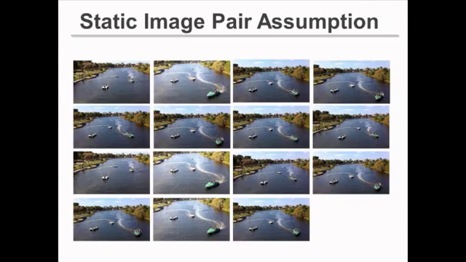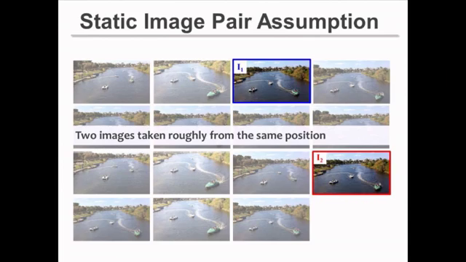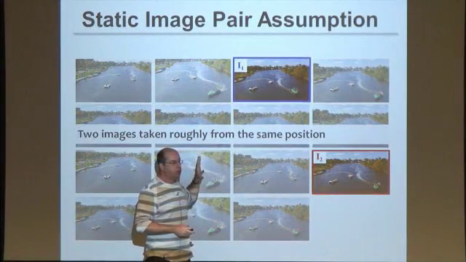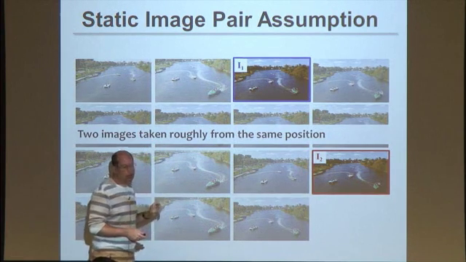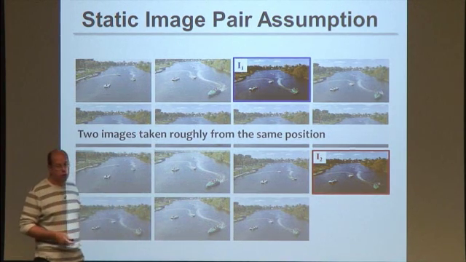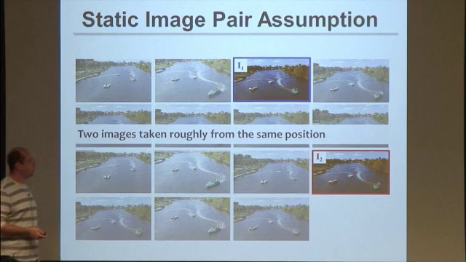So in order to do that, we have to make an assumption. And we're making something called the static image pair assumption. We are assuming that there are 2 images that are taken by the same camera, and this camera is static for that time period. Okay, so let's denote them I1 and I2. And how is this going to help us?